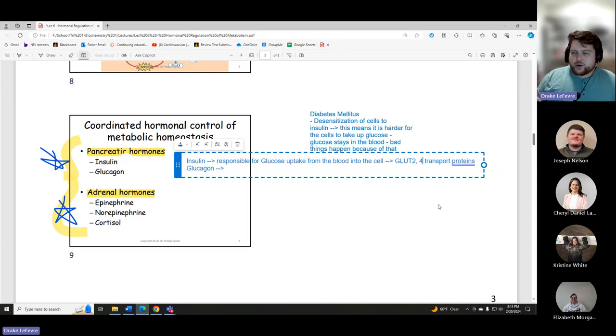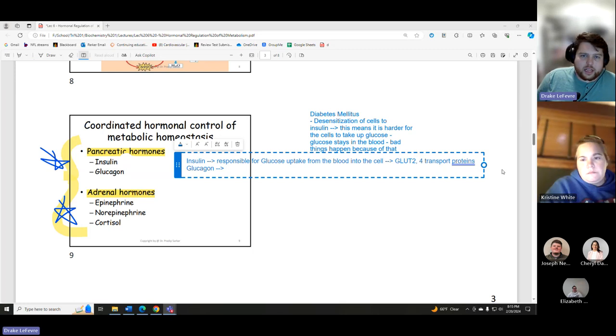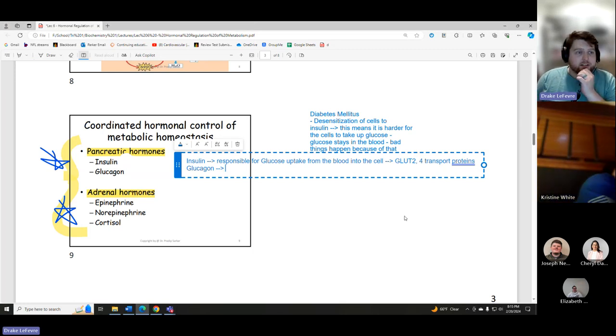They're just the specific transport proteins that help glucose get across the cell membrane to get into cells. Again, you don't need to know that right now. That will come back a little bit later on down the road when we start talking about glycolysis and how glucose gets into the cell and stuff like that.